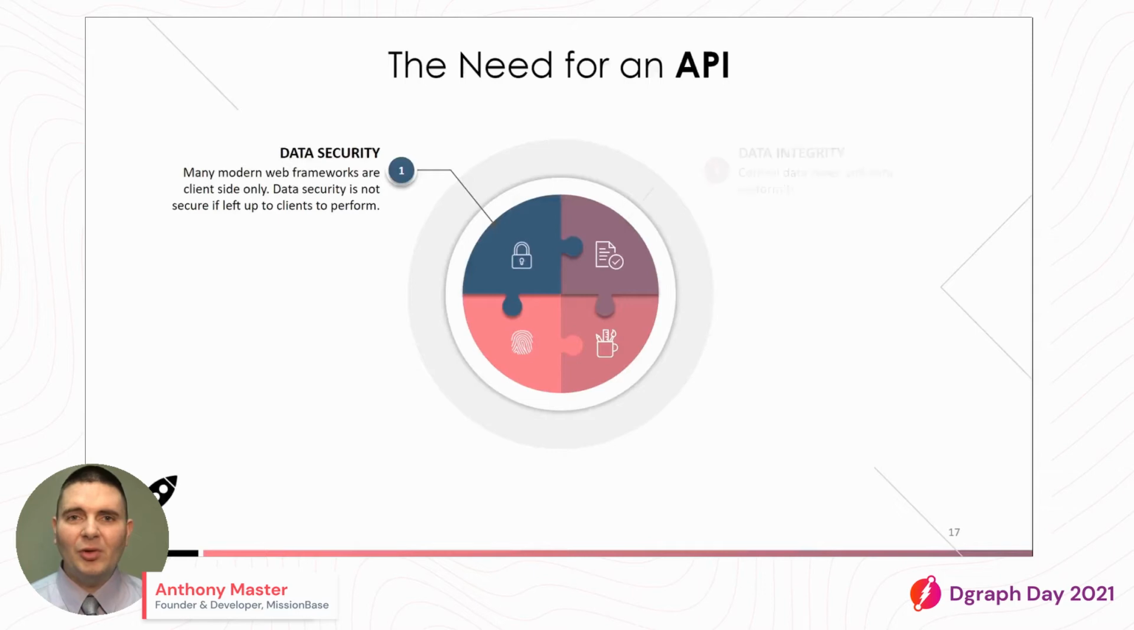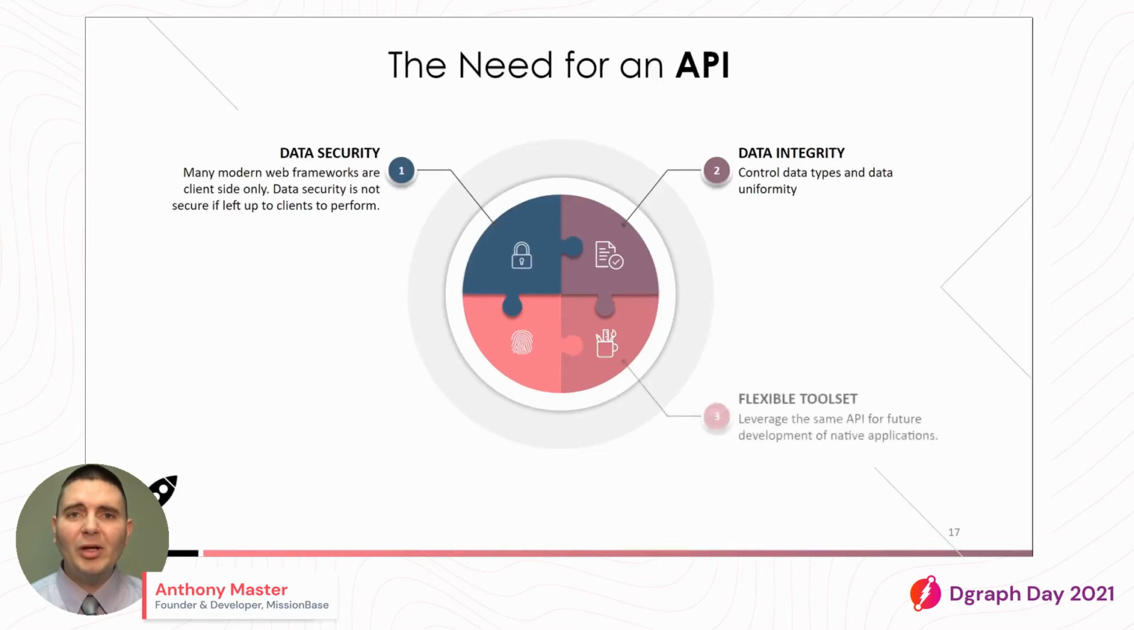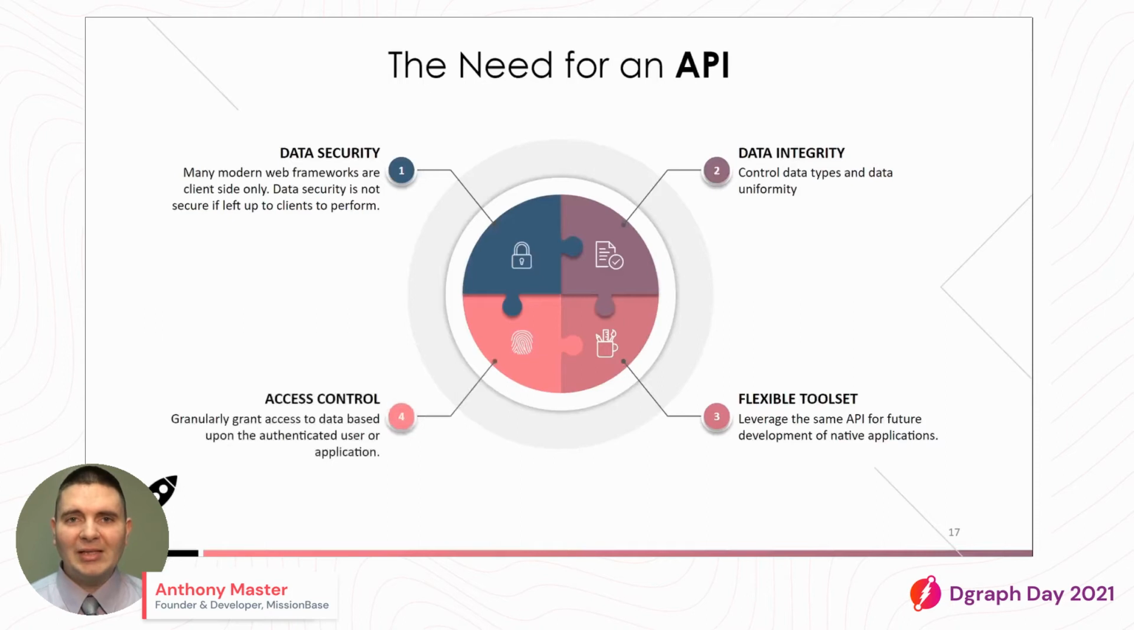Data security was not the only factor, but we also had to think about data integrity. We needed ways to control data types and data uniformity. Data that was not uniform became very hard to manage. We were wanting to eventually build out native applications for users' devices, and we would need a flexible toolset in the API. This last point of access control was similar to the first, but also unique. We needed secure data, but also needed to be able to granularly control and grant access privilege over that data based upon the authenticated user or application.